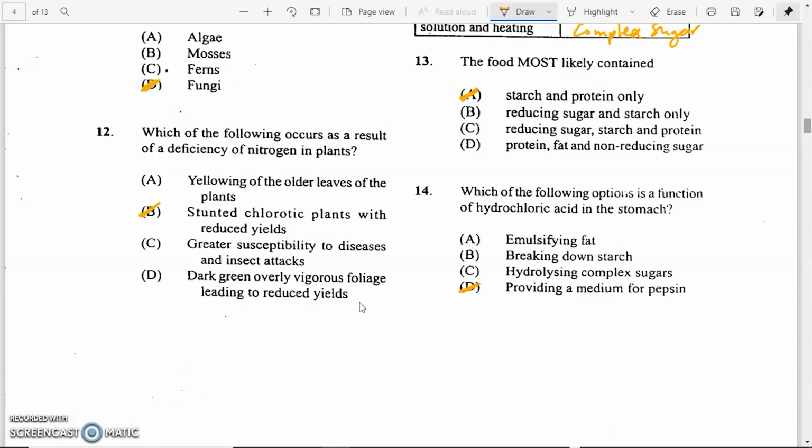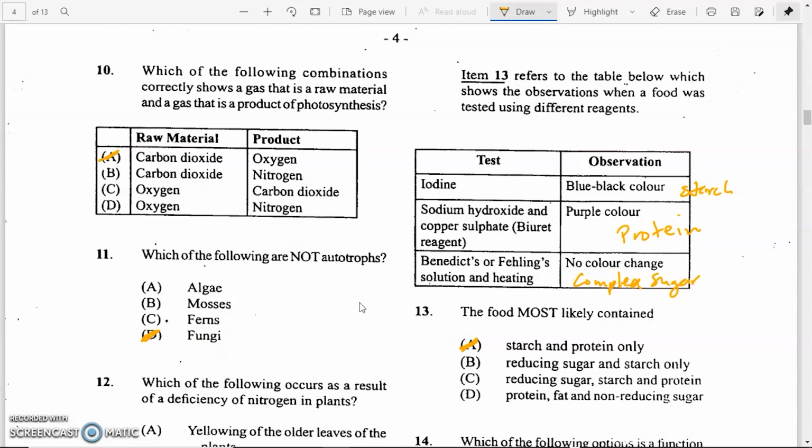Okay, let's look at number 13. Item 13 refers to the table below, which shows the observations when a food was tested using different reagents. So the iodine test was done, and a blue-black color was observed, and that is indicative of the presence of starch. Then sodium hydroxide and copper sulfate, the biuret reagent, was used to test the food sample, and a purple color was observed, and that's a test for protein, the presence of protein.